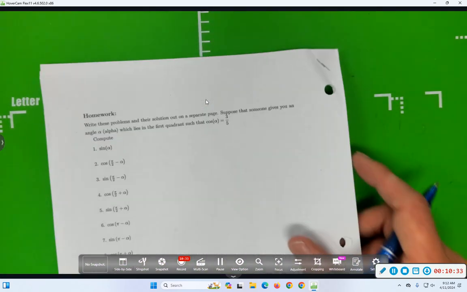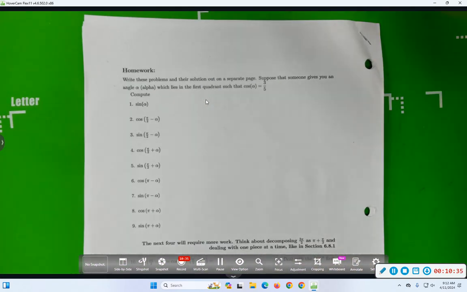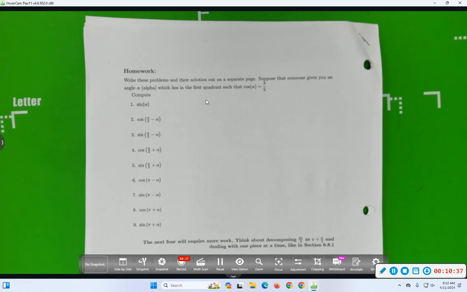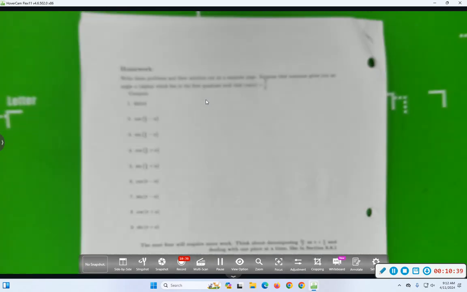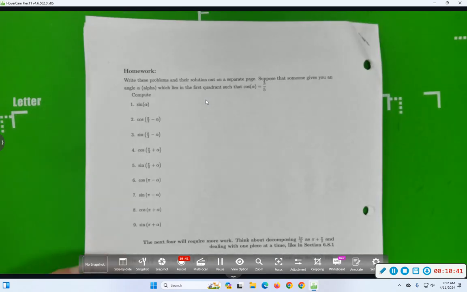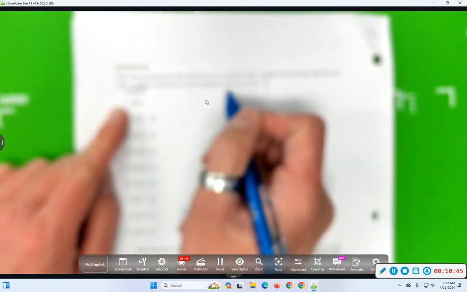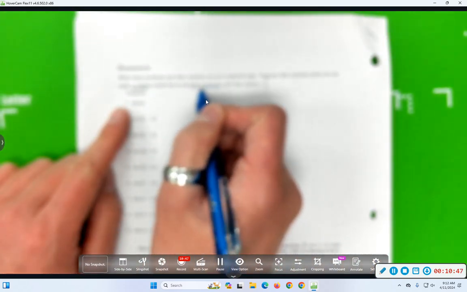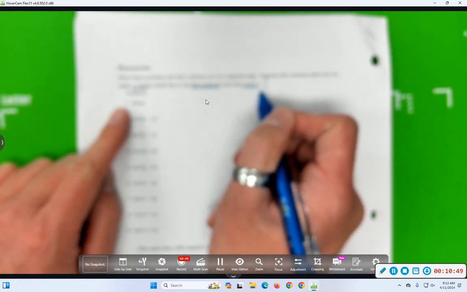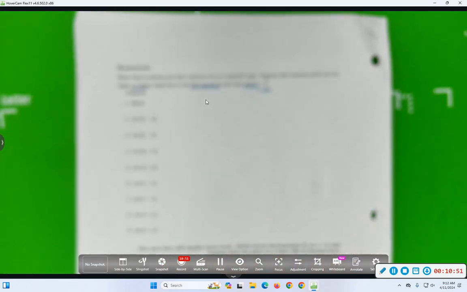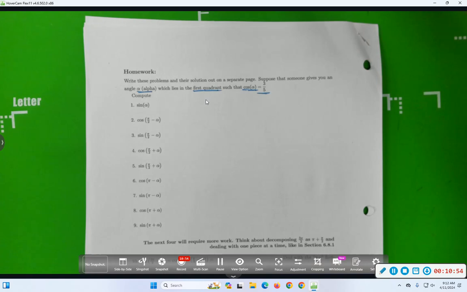So here is essentially the homework posted for today. Let's suppose I tell you the following. I'm giving you an angle, alpha, which is in the first quadrant, and satisfies that cosine of alpha is equal to 3 over 5.